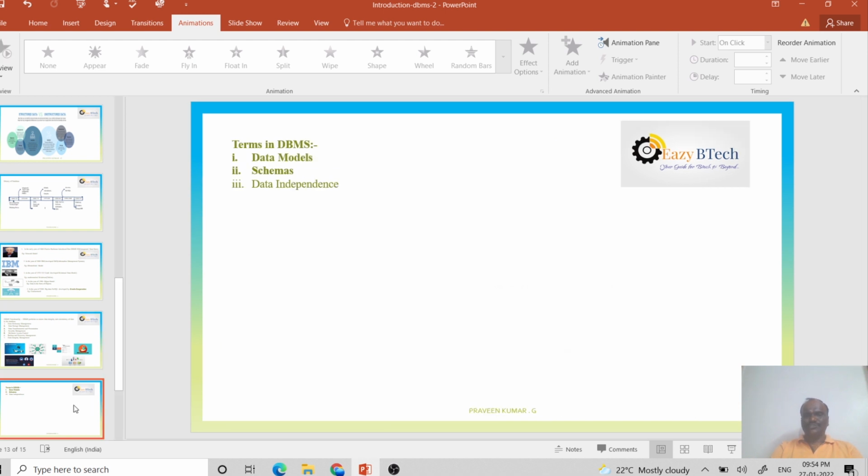In the next session we continue with the terms of DBMS. The terms of DBMS: we have data model, schema of data, and data independence.